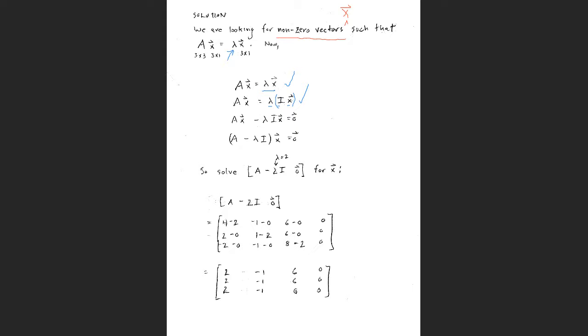Now, why would I want to do that? What do I gain by doing that? Well, I can subtract lambda times I times X over to the left side of the equation. And so the right-hand side of the equation will be the zero vector. And so I have A times X minus lambda times I times X equals the zero vector. And then I can factor the X vector out, because it's a common vector.